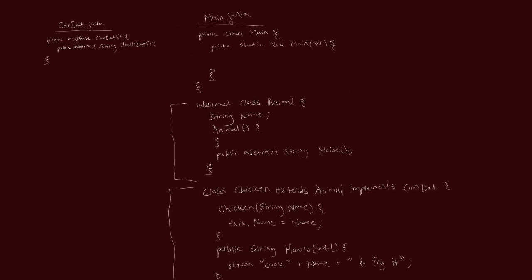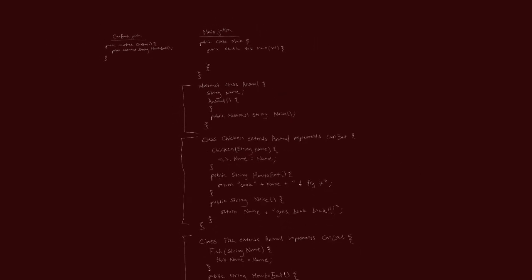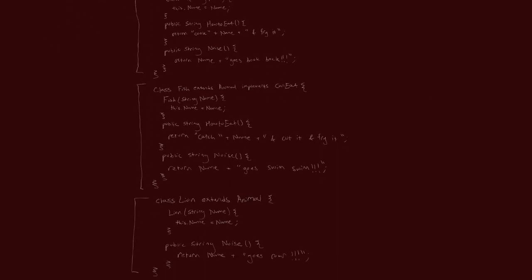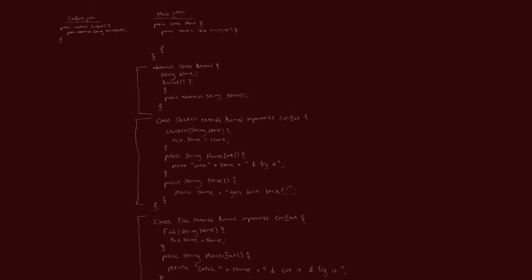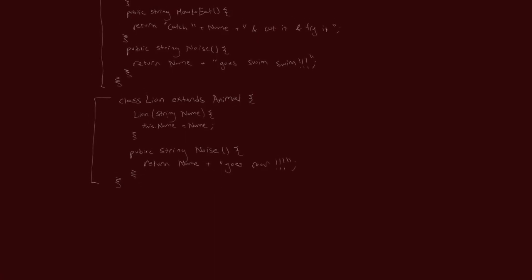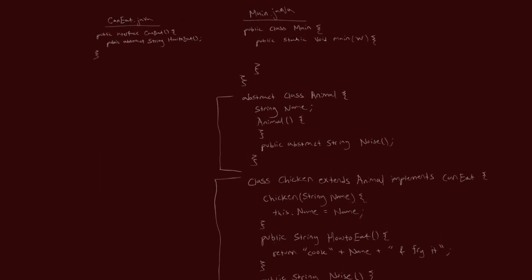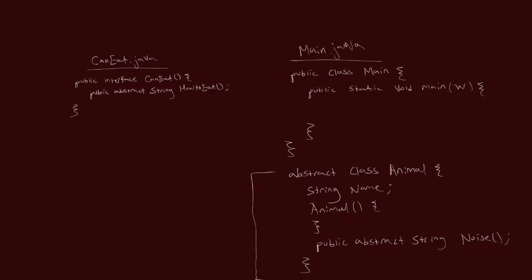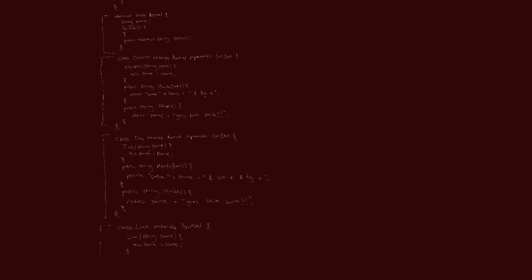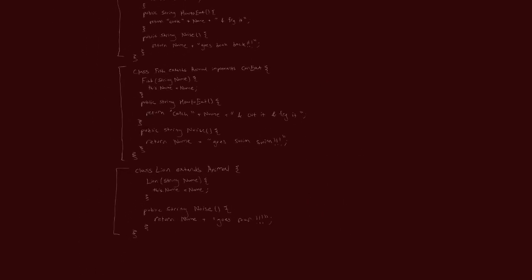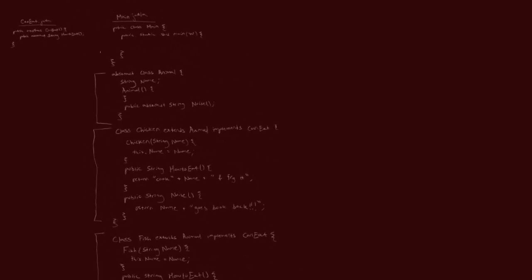So the reason I didn't have animal implement the can eat class is because if animal extends to the can eat, then we would have to add a can eat method inside the lion class, because again, all of the methods in here are abstract methods. So the lion class would have to include a how to eat method.